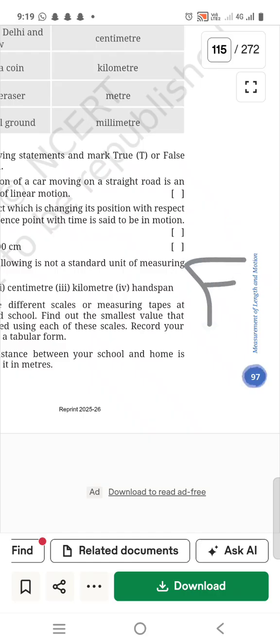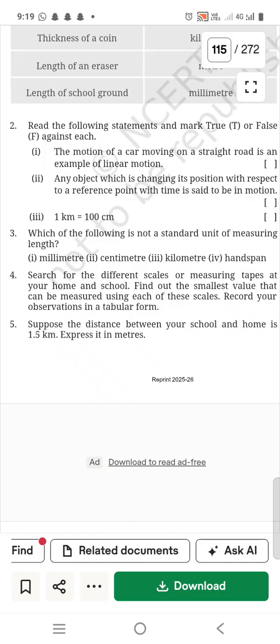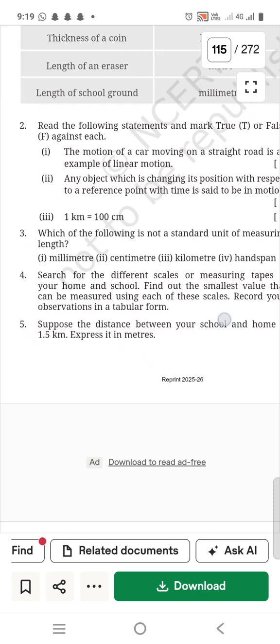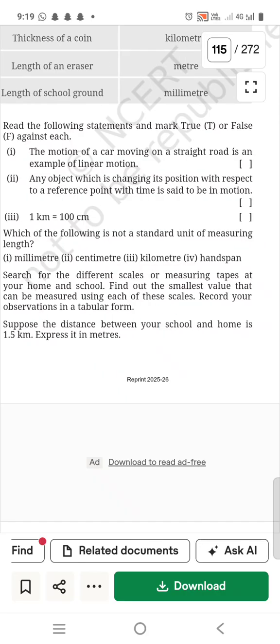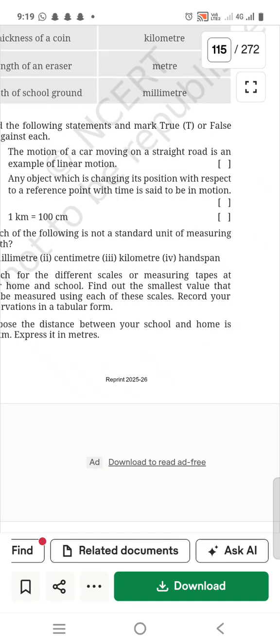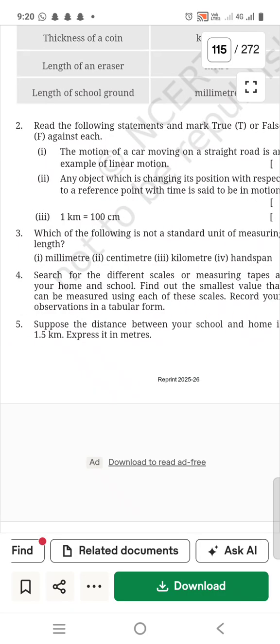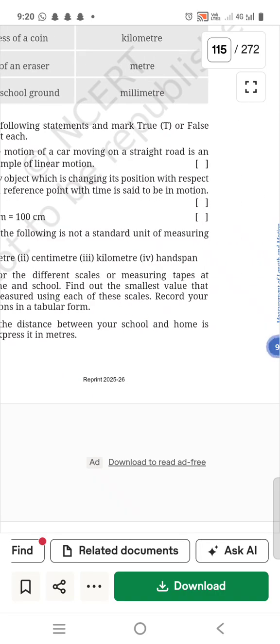Next is false. Now tell me, which of the following is not a standard unit of measuring length? Option 1 meter, 2 millimeter, 3 centimeter, 4 kilometer, 5 handspans. I will tell now, listen. The non-standard unit of measuring is handspans.